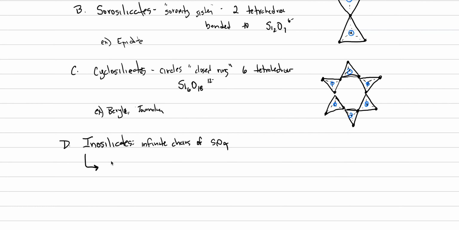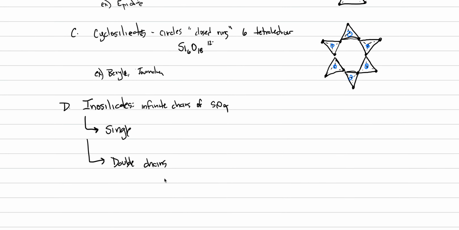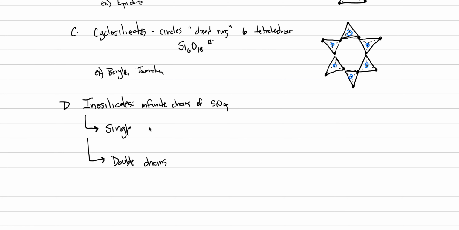And the chain gang of the inosilicates can have chains that are single chains, and you can also have a group of double chains. And they end up having slightly different structure. So we're going to draw each of them. The single chain of the inosilicates ends up being Si2O6 4-. And the double chain has a base unit of Si4O11 6-.